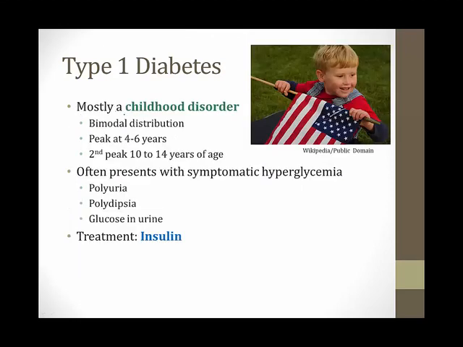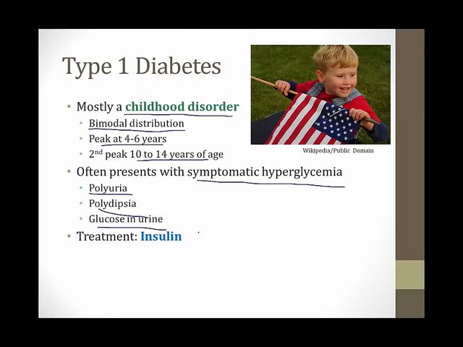Type 1 diabetes is mostly a childhood disorder. It has a bimodal distribution. There is a peak onset at 4 to 6 years of age and a second peak at 10 to 14 years of age. And because children with type 1 diabetes can completely lose insulin production from the pancreas, they often get very high blood sugar levels and present with symptomatic hyperglycemia. So they present with classic symptoms of diabetes like polyuria, polydipsia, and glucose in the urine.